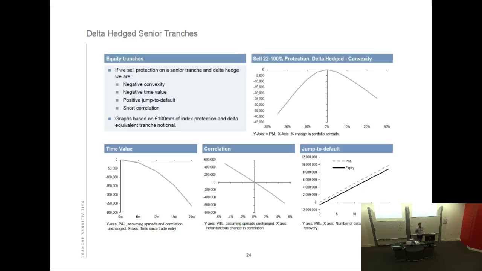What about jump to default exposure? If there's a default in any of the names, it impacts your index position. It doesn't yet impact the tranche. So that's positive. Okay? So in a way, you can say you're owning jump protection, but you're paying for the jump protection with negative time value.